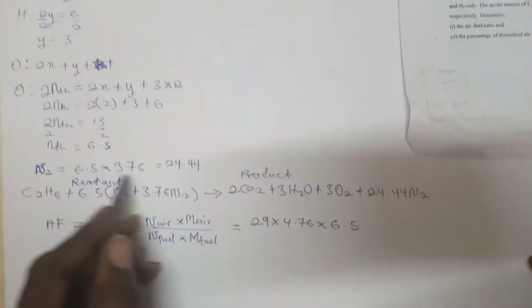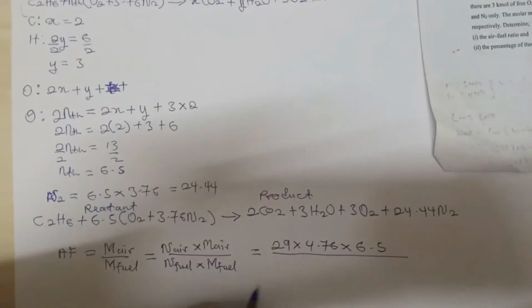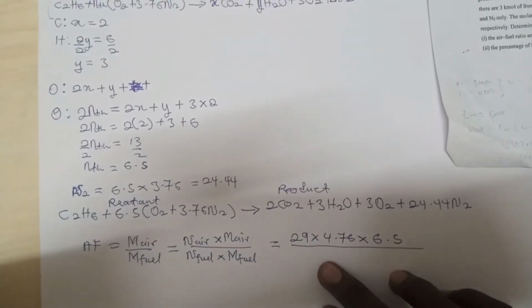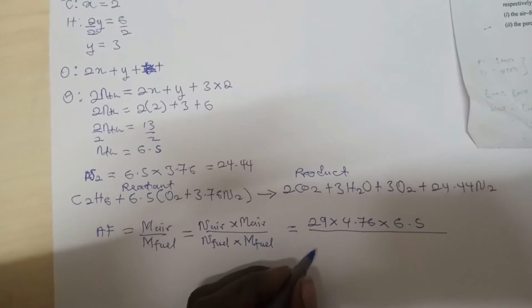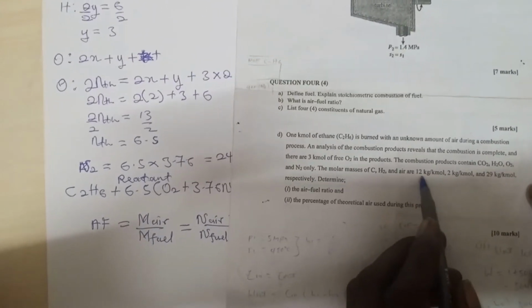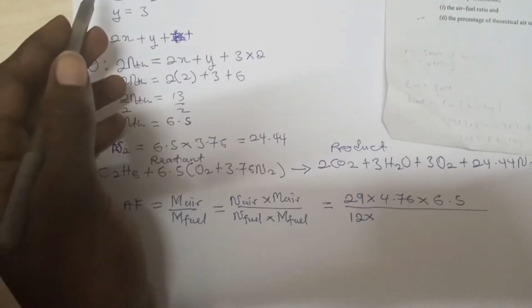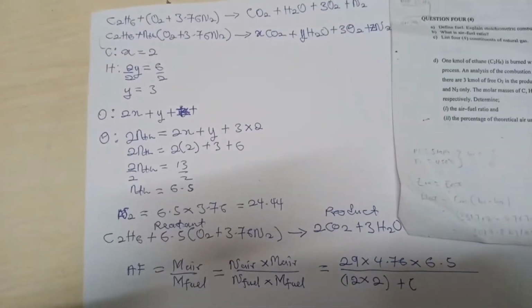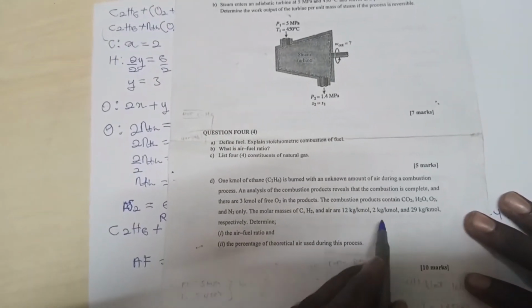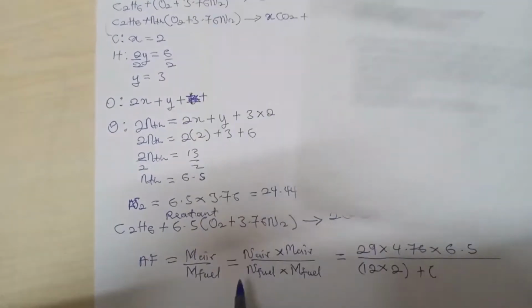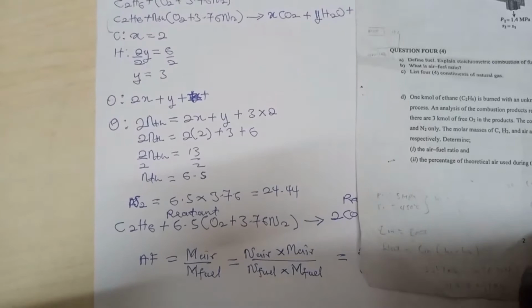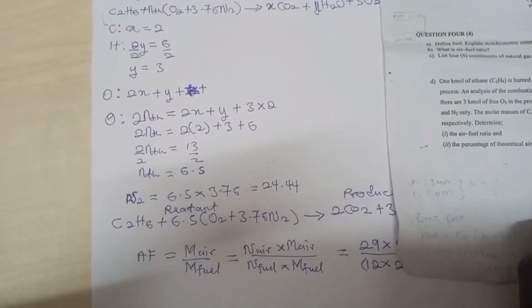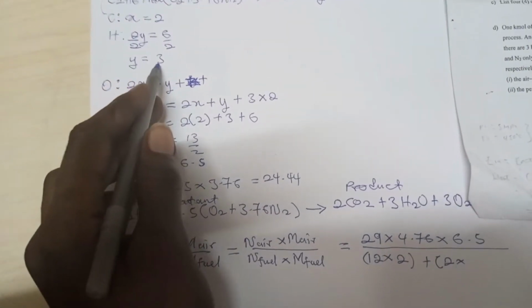6.5. They are dealing with the air, all over the carbon. The molar mass of the carbon is 12, given in the question. So 12 times the molar number, the carbon is 2 here, so 2, plus the hydrogen. The molar mass of hydrogen is 2, so 2 times 3, since the hydrogen here is 3.